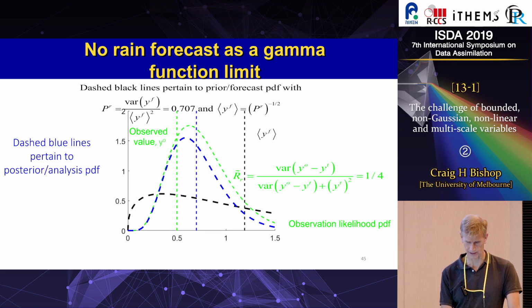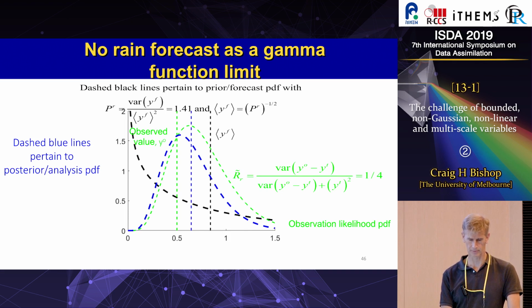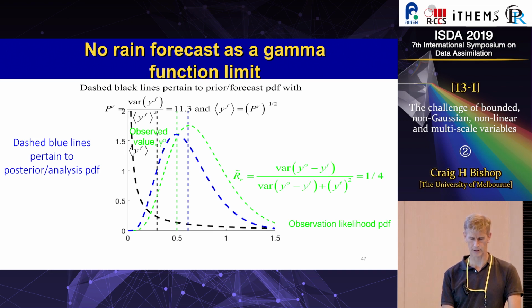That's what these GIGG equations will give you. So now let's make the relative variance a bit smaller. The variance at the top remains the same, but I'm making the mean smaller here. So that becomes 1.41, and now the black line looks like this. Now the mean of that prior distribution is smaller. I'll make it bigger again. Now it's 11.3, and now the gamma PDF is this thing here.